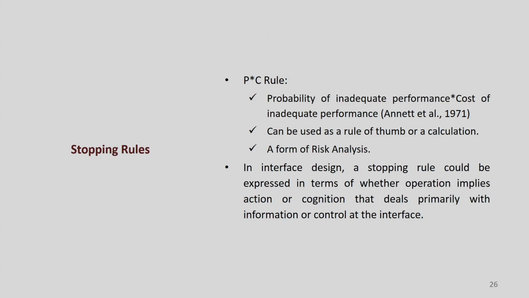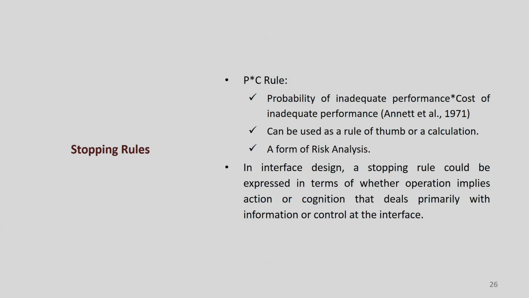Now, once we are doing task analysis, specifically hierarchical task analysis, we should know what we should use as a stopping rule. So, here many times we follow the PC rule. What is it? It says probability of inadequate performance into cost of inadequate performance. So, probability of inadequate performance and cost of inadequate performance.